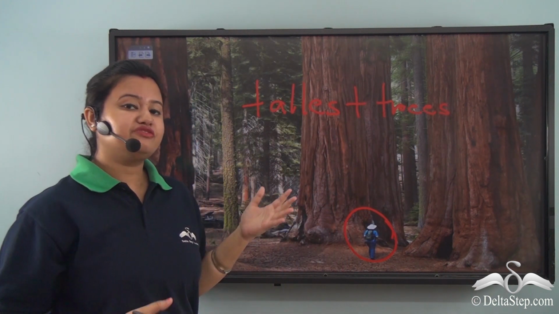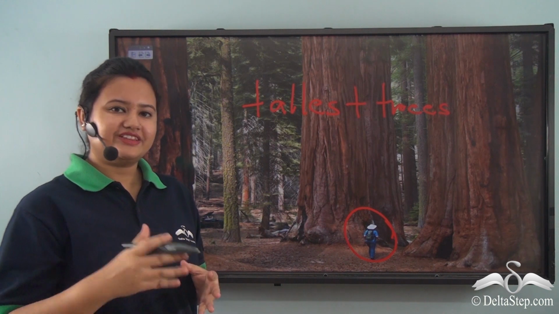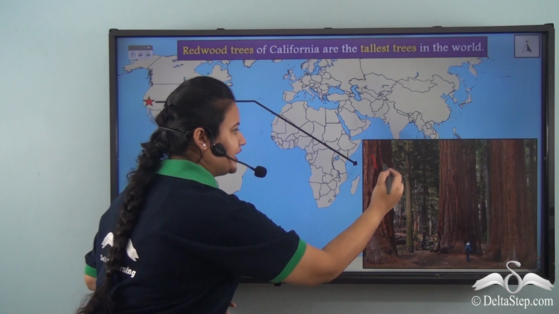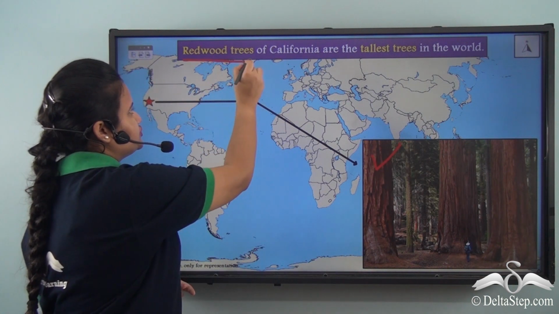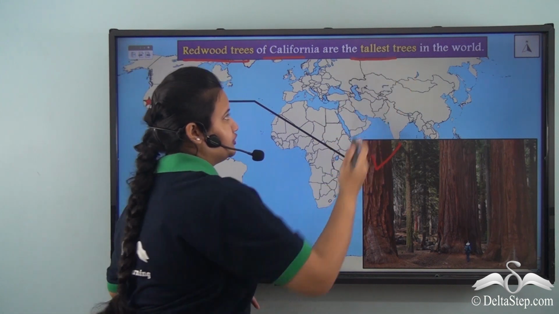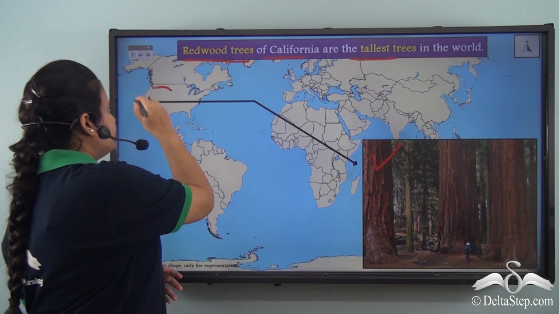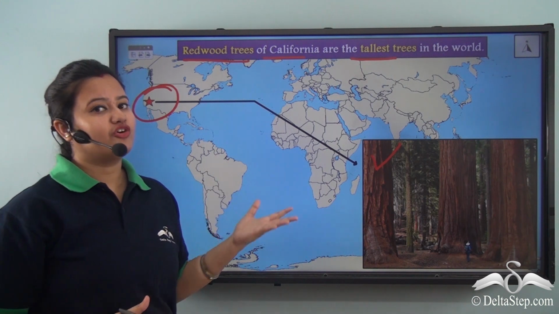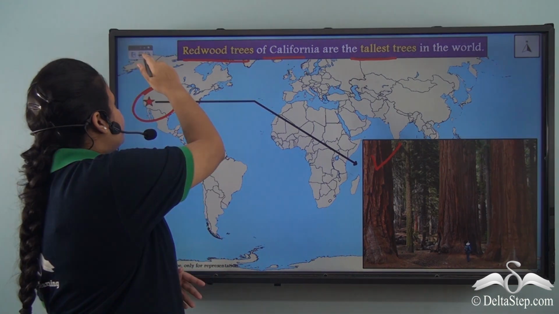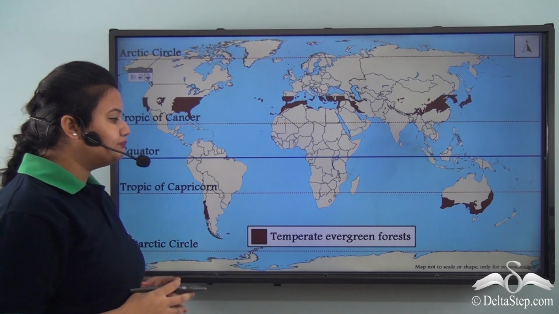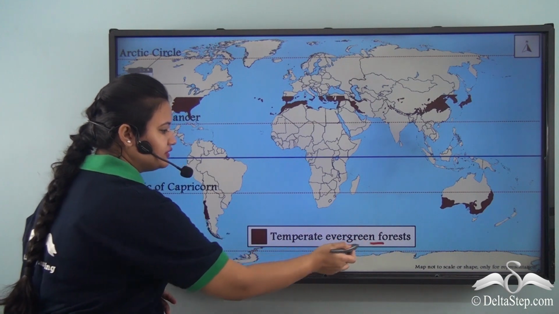Now, can you identify these trees and do you know where they are found? Well, these giant trees are the redwood trees of California. That is, these tallest trees of the world are found in the forest of California. Now, do you know what type of forest this is? Well, the forest of California is part of the temperate evergreen forest.